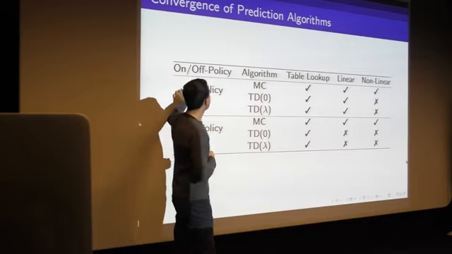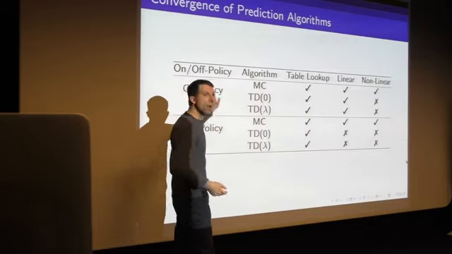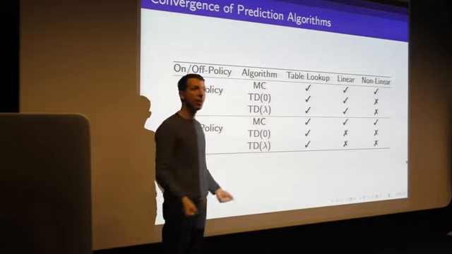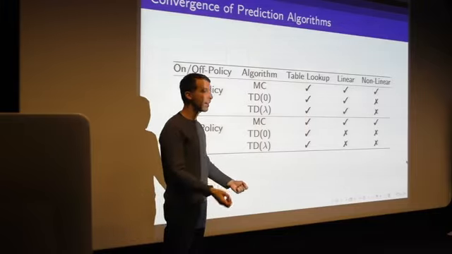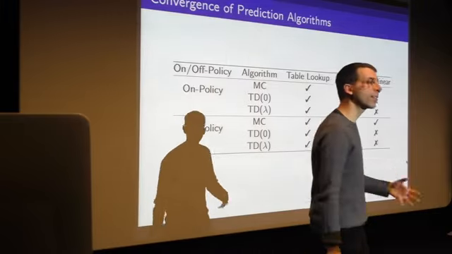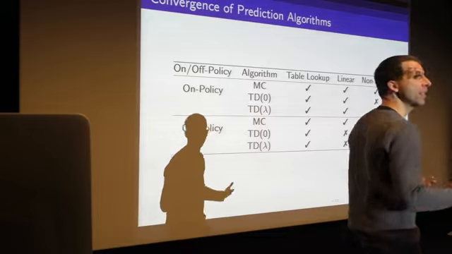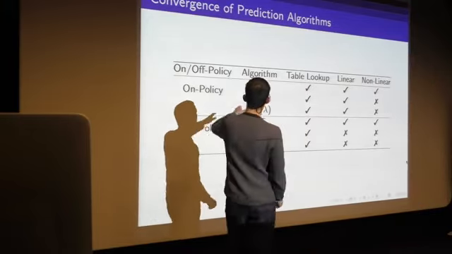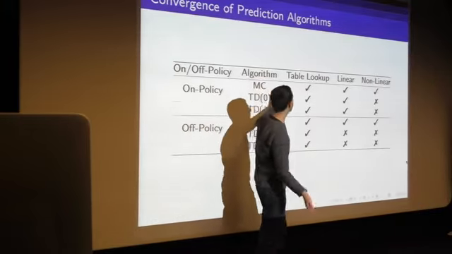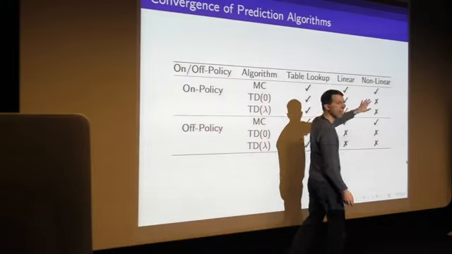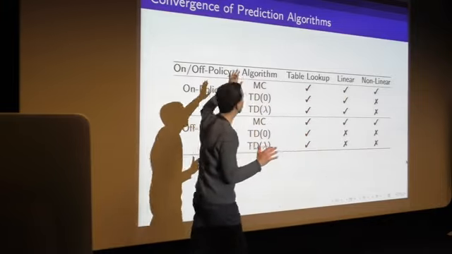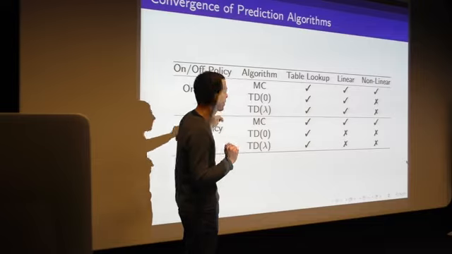Now we can consider if we're running on policy. On policy, remember, means we're actually learning from the behavior we're running. So we run our trajectory, and while we're running that trajectory, we're learning about the policy that we're following. Monte Carlo, great, converges for table lookup, for linear, for non-linear. This is all for just policy evaluation so far. We're not talking about control on this slide.